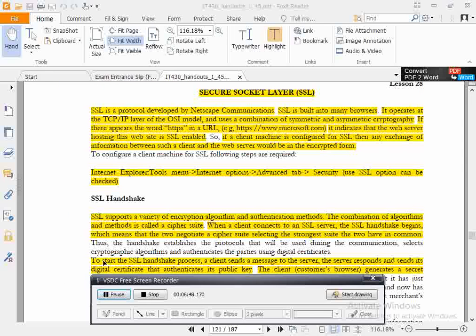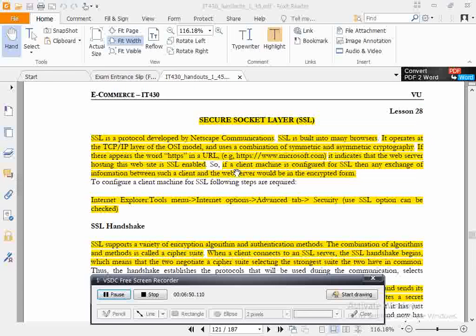नेक्स्ट है ये हमारे पास लेक्चर 28, सिक्योर सॉकेट लेयर SSL. ये हमने ऑलरेडी पढ़ चुके हैं, ये एब्रीविएशन ठीक है. तो अब हम इसका एक पूरा लेक्चर कर रहे हैं.